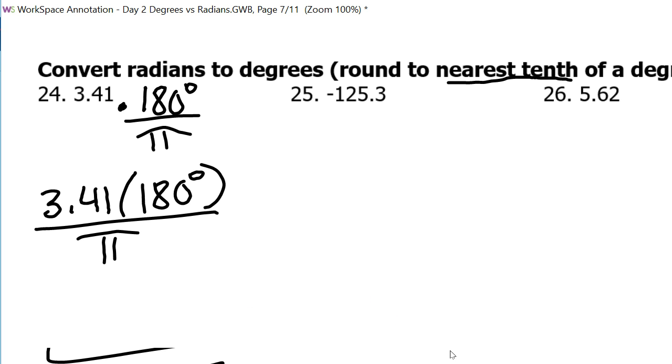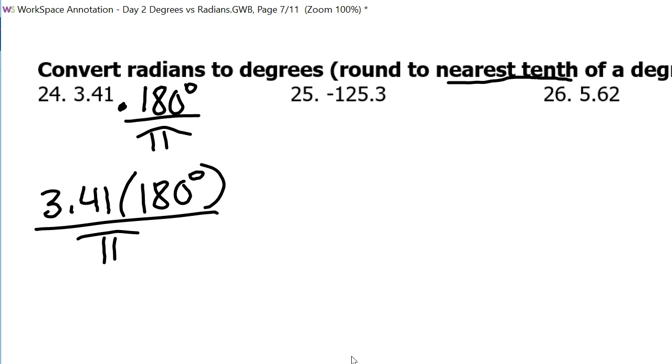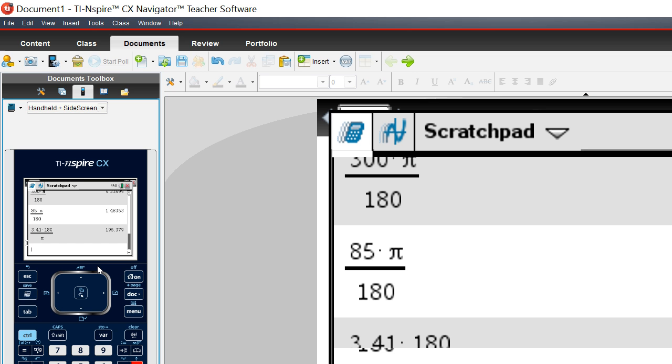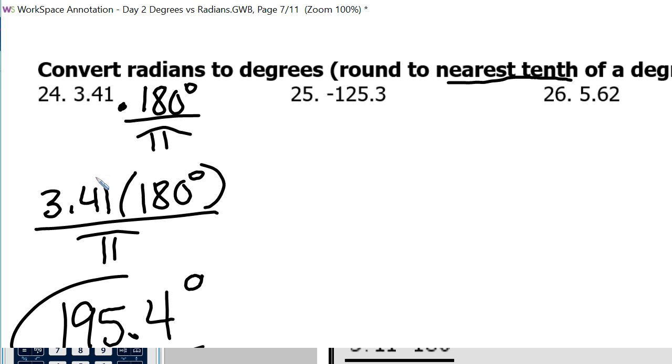So in the calculator, it's 3.41 times 180. Don't use the degree symbol. And make sure you use the pi button. Don't use 3.14, use the pi symbol so your answer is more accurate. And rounding to the nearest tenth, it would be 195.4. And this needs to be in degrees, so don't forget the degree symbol. So 195.4 degrees.